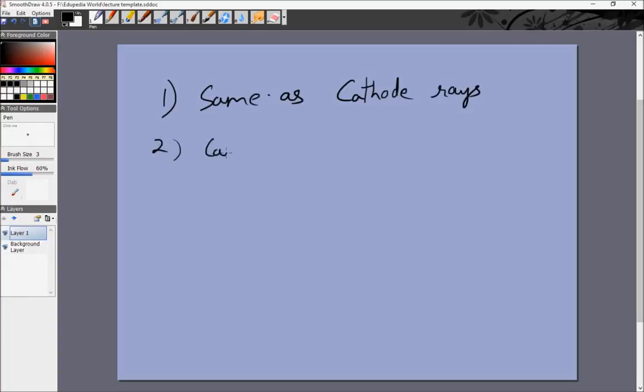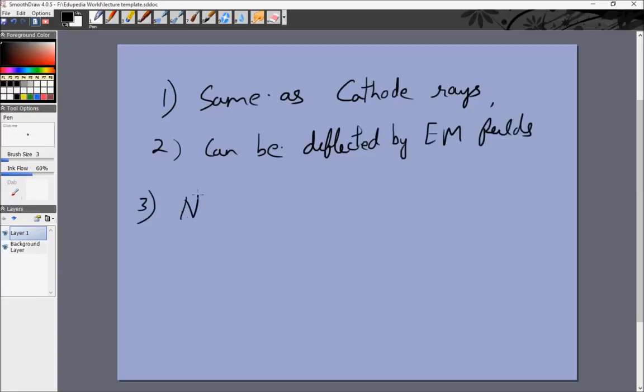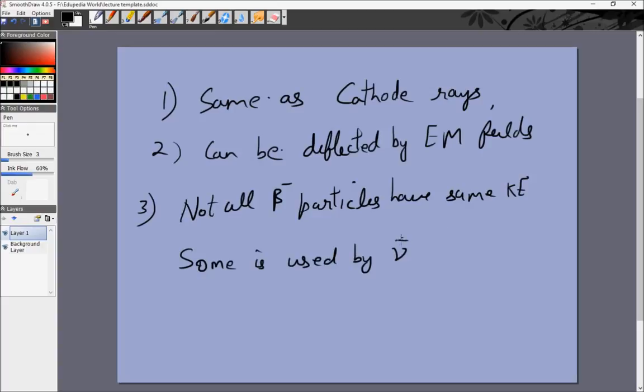And just like cathode rays can be deflected by EM fields. And the most important property, not all beta particles have the same energy as opposed to alpha particles. And the properties of beta plus particles are pretty much exactly same as beta minus particles. The only difference is they have a positive charge as opposed to a negative charge.